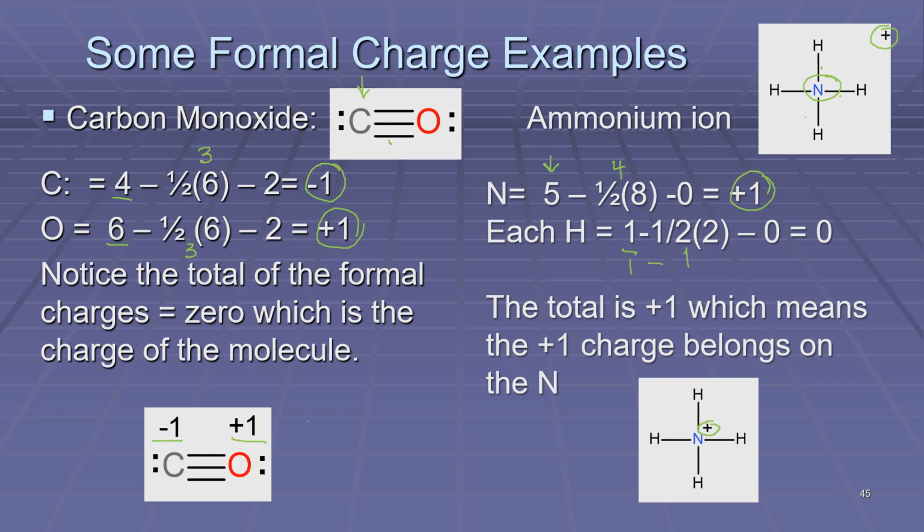And let's just go back over here for a second. The overall charge for this carbon monoxide molecule is 0. And if we add together the formal charges, we get 0. So the total sum of all the formal charges should equal the charge of the overall molecule.